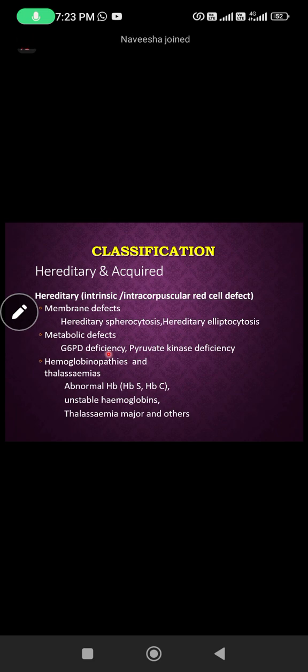And then again, if you have structural changes in the red blood cell, the macrophages identify them as abnormal cells, target them, and destroy them.